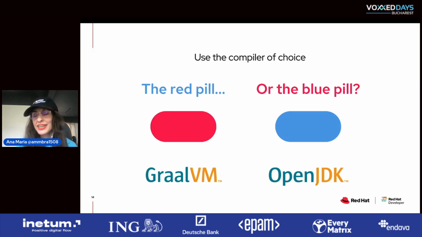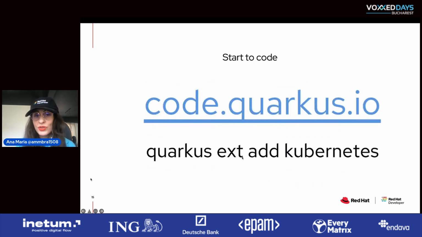Now let's go into the demo part, because I think it's better to see than just to talk about things. So we can use your compiler of choice, as mentioned earlier, with Quarkus. You can use GraalVM, or you can use OpenJDK if you want. Then you can start to code at Quarkus.io. That's where I'm going to start as well.